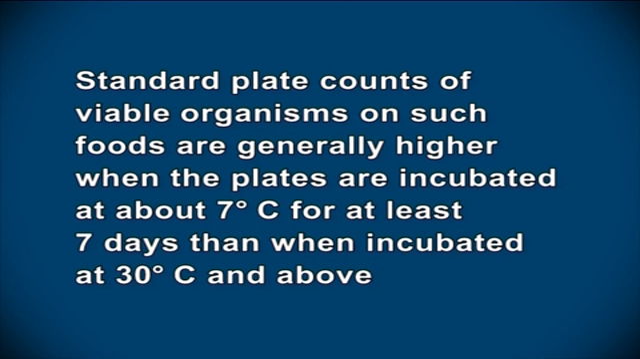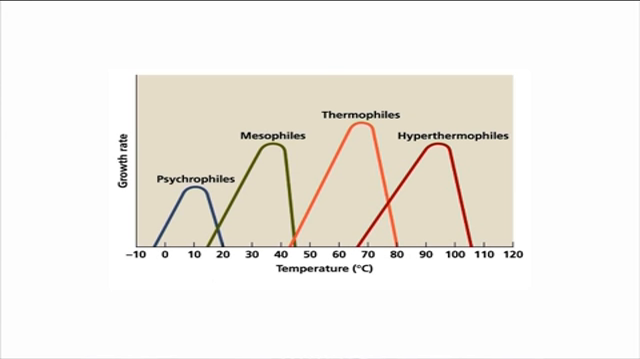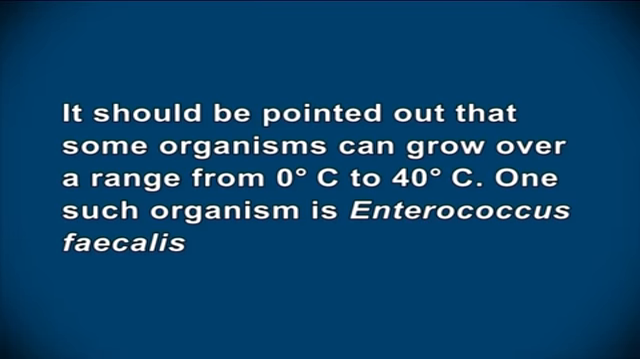Standard plate counts of viable organisms on such foods are generally higher when the plates are incubated at about 7 degrees Celsius for at least 7 days than when incubated at 30 degrees Celsius and above. They apparently do not grow at this temperature but do grow at temperatures within the mesophilic range if other conditions are suitable. It should be pointed out that some organisms can grow over a range from 0 degrees Celsius to 40 degrees Celsius. One such organism is Enterococcus faecalis.